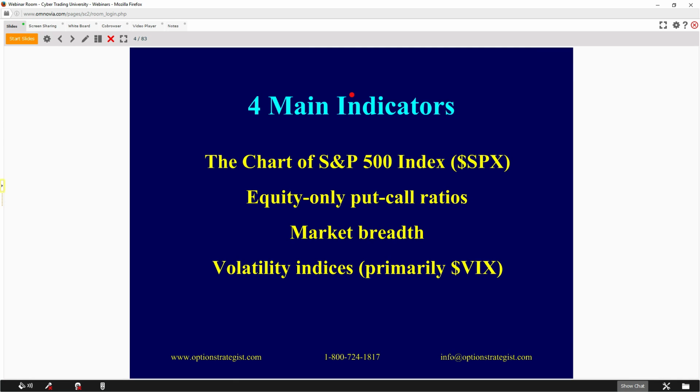So when I'm looking at the market, I don't just look at option indicators. I look at these four broad areas. The first being the chart of the S&P 500 itself, because price is the most important factor when talking about the market. If your indicators are saying one thing, but the market's going the other way, then the market wins. But then one of the more important option-oriented indicators that we look at is put-call ratios. We'll be talking about those, market breadth, advances and declines, and also the volatility indices, the things involving VIX and other various derivatives regarding volatility.